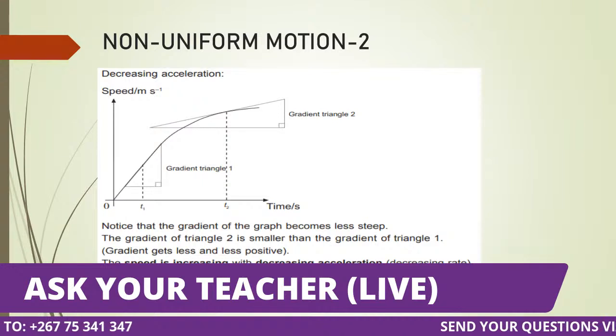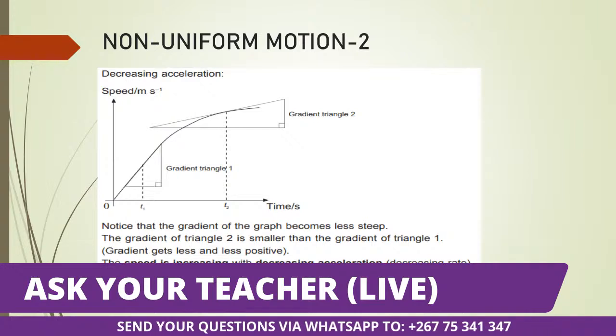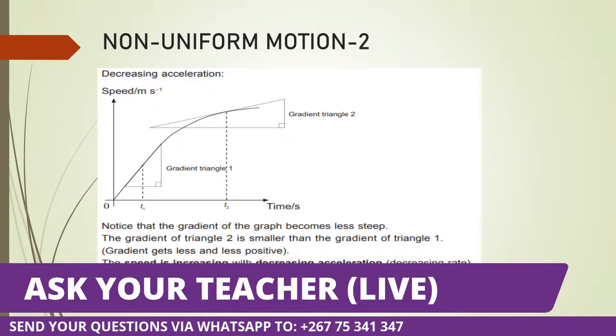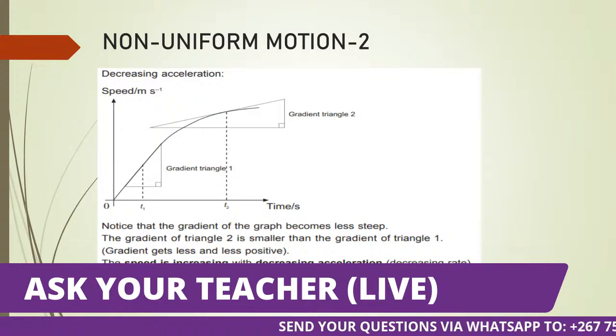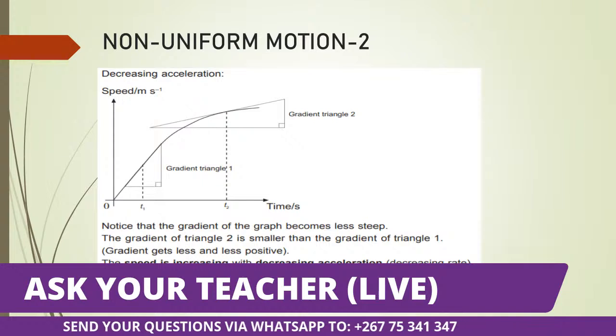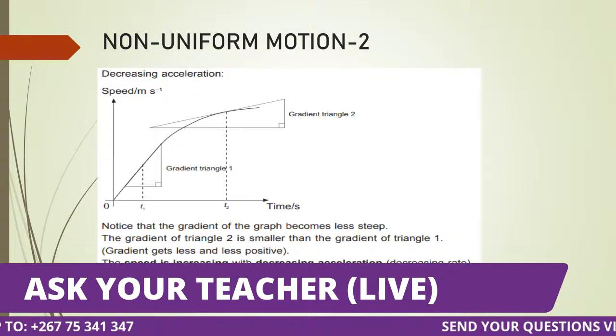You will see that at T1, the line or the gradient is steeper. The slope there is steep. So we are saying there is a decreasing acceleration, high decreasing acceleration there. Then we go to T2, where the gradient is low, a low decreasing acceleration there, meaning our object is slowing down and it can eventually move at constant speed or even come to a halt or stop.